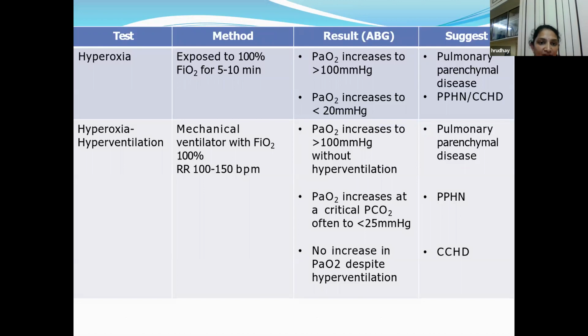What is the hyperoxic hyperventilation test? Give mechanical ventilation with 100% FiO2 at a rate of 100 to 150 breaths per minute, like bypassing it.